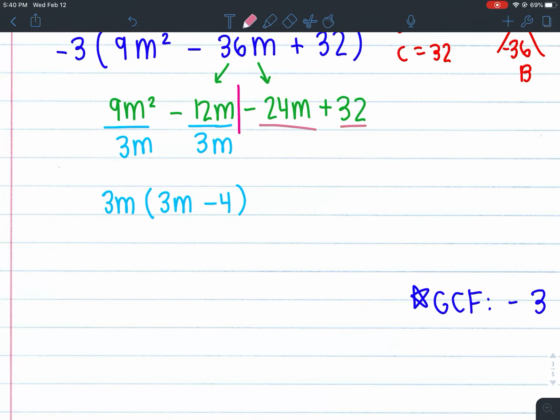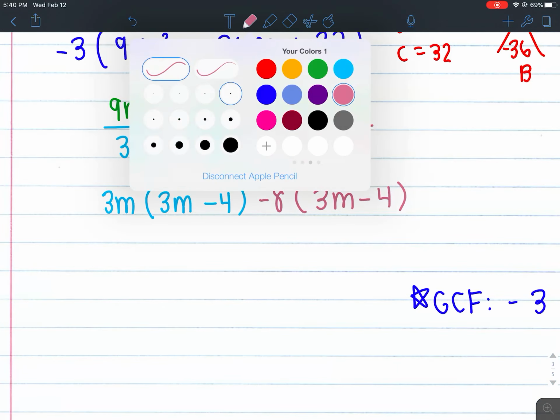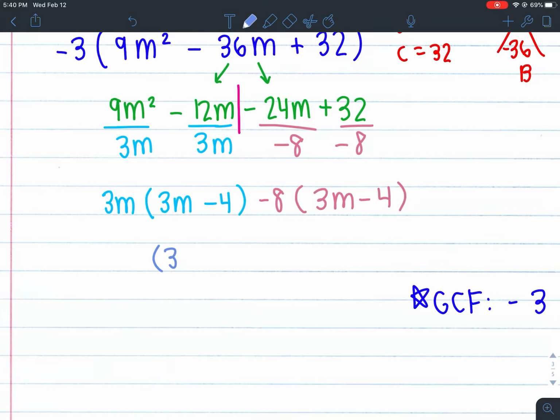In my second group, the largest number I can take out is an 8. But I would take out a negative 8 because that first term in the group is negative. And then I would have negative 24 divided by negative 8 is positive 3. The m brings down because I didn't take any out. 32 divided by negative 8 is negative 4. So that means one of my factors is 3m minus 8, and the other factor is 3m minus 4.